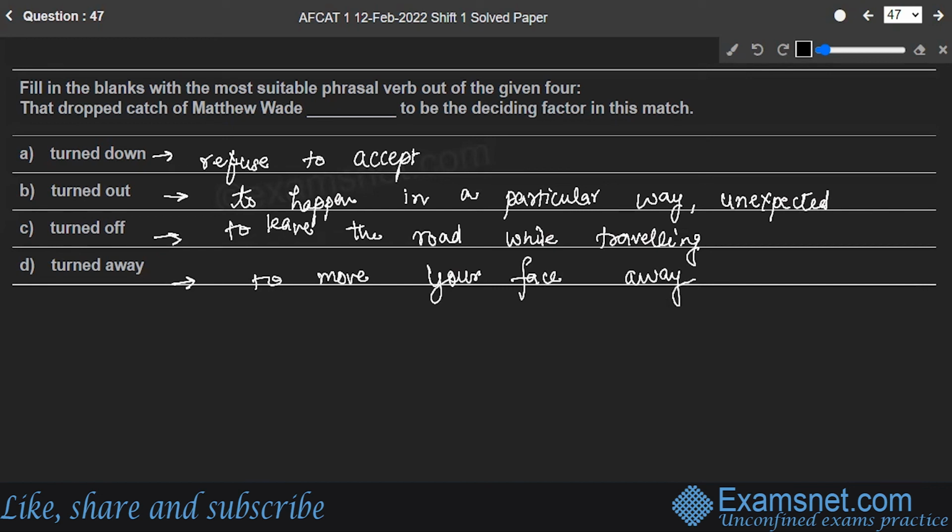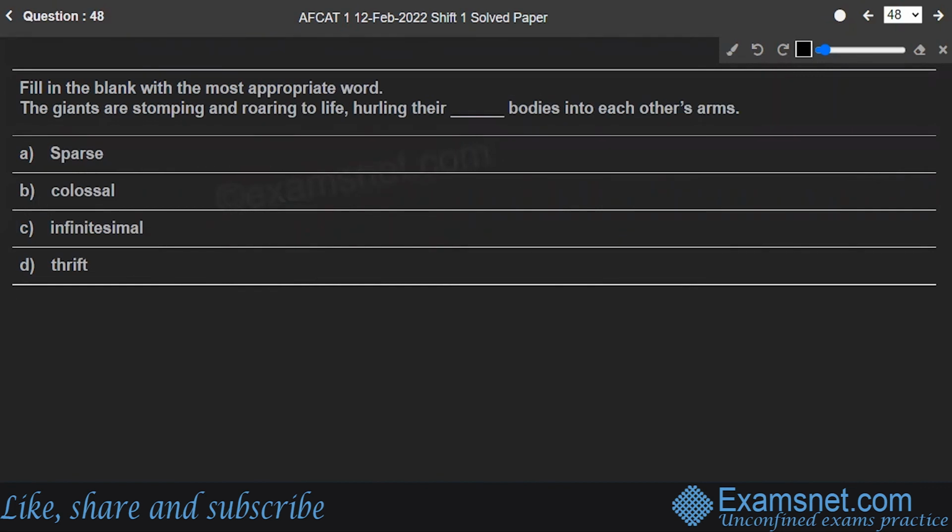These are the meanings. So that dropped catch of Matthew Wade dashed to be the deciding factor of the match. It turned out to happen in a particular way which was unexpected, turned out to be the deciding factor in this match. So this option B is the correct answer. This is the one. I hope this is clear to you. Let's move to the next question. Question number 48. Fill in the blank with the most appropriate word.